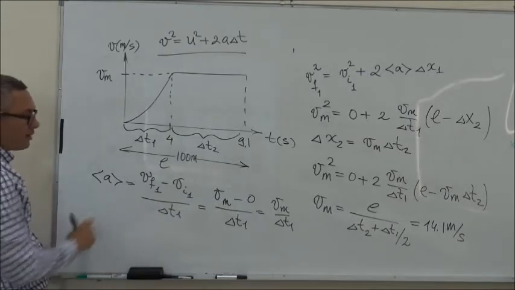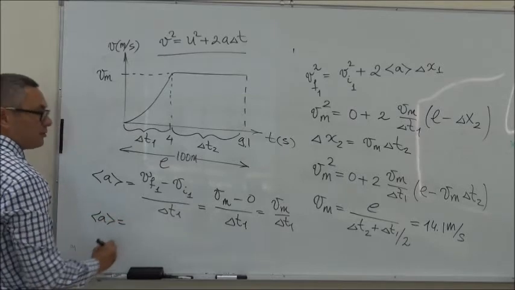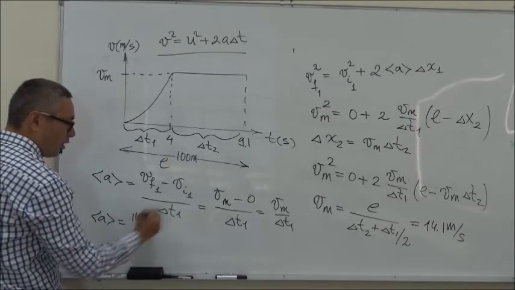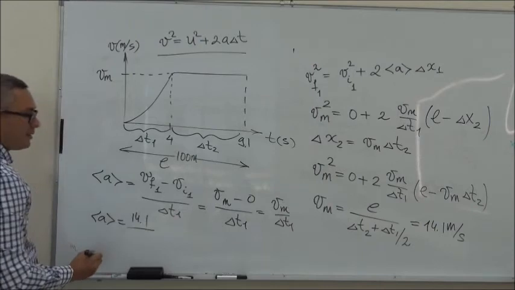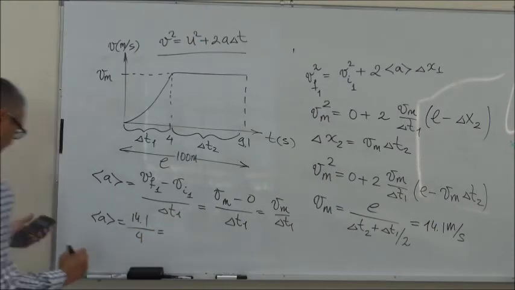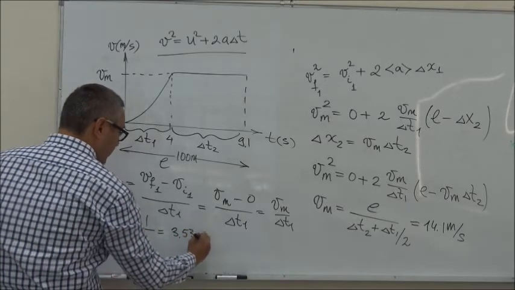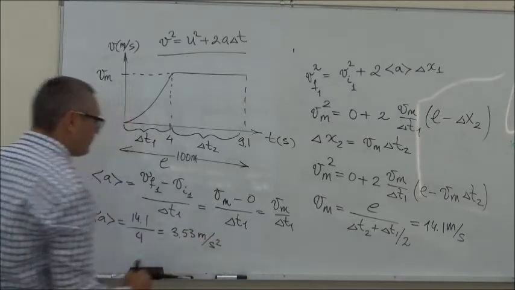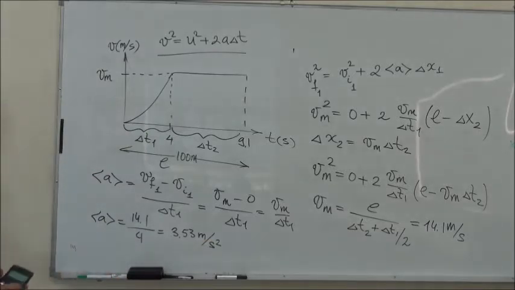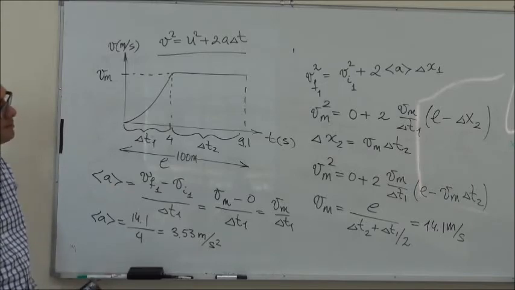So now we are ready to calculate the average acceleration. So the average acceleration is equal to 14.1, which is Vm, over delta t1, which is 4 seconds. And if you calculate this, you will get 3.53 meters per second squared. So this is the average acceleration of the sprinter during the first time interval of 4 seconds.